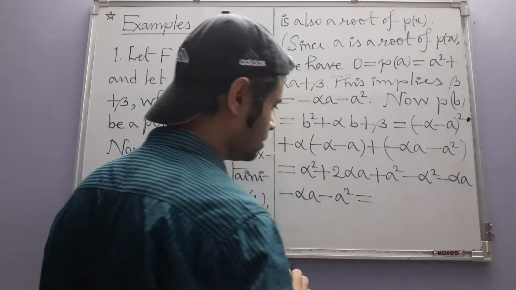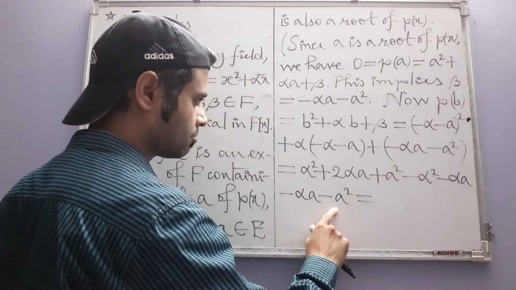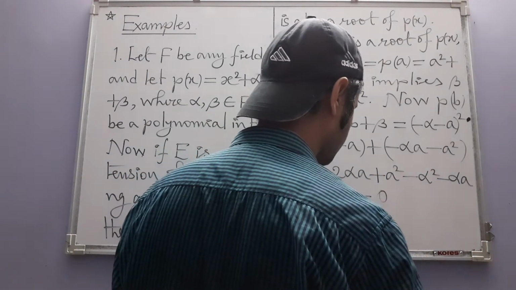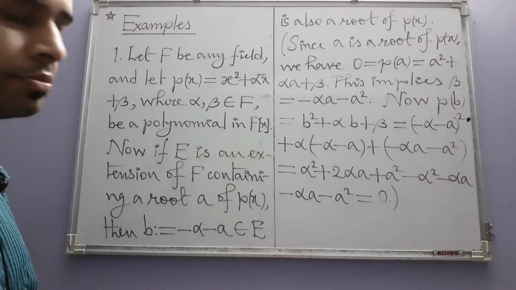So are we getting 0? Alpha squared minus alpha squared, a squared minus a squared, 2 alpha a minus alpha a minus alpha a, yes. So his claim is true.